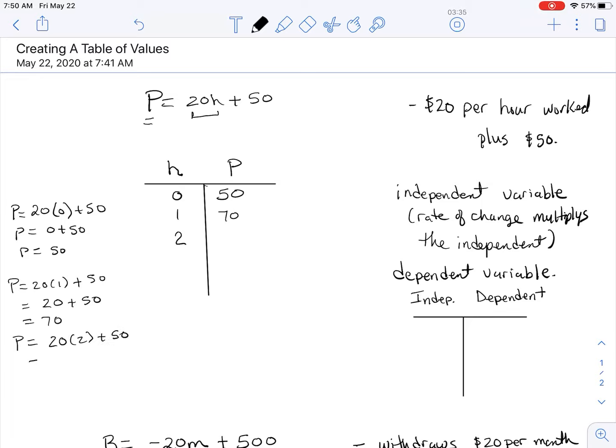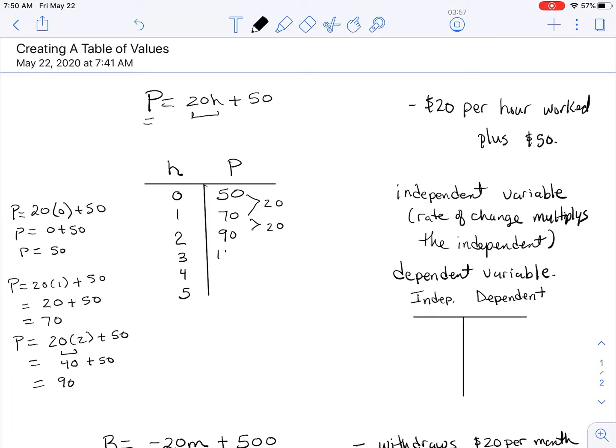20 times 2. So you can see 20 times 2 is going to be 40. 40 plus 50 is going to be 90. So when I look there, we can see that it keeps increasing by $20. So from there, I could use the pattern if I wanted to fill in a few more entries.